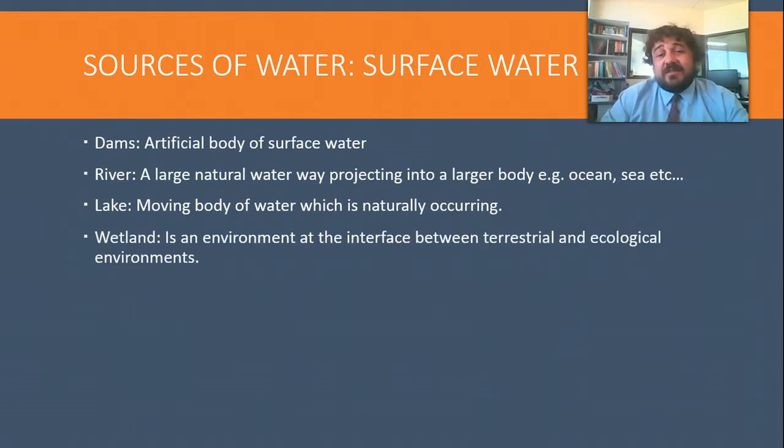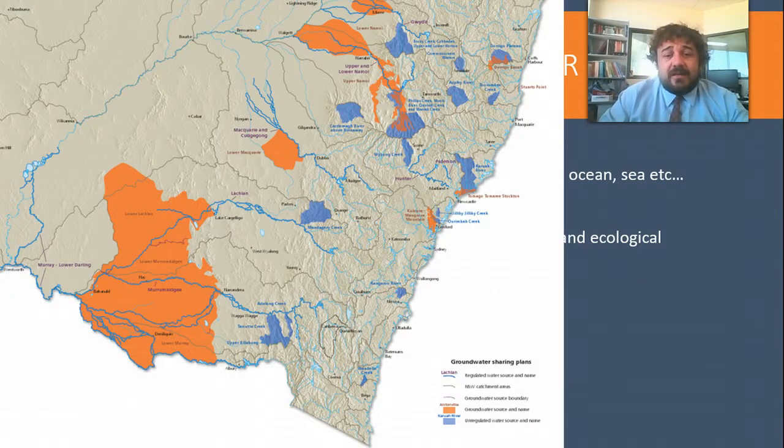We've got a wetland, which is essentially stuff like your swamps, and it's basically where terrestrial and aquatic environments meet. And we've seen these, such as the Homebush wetlands. And here is essentially a map of the surface water.